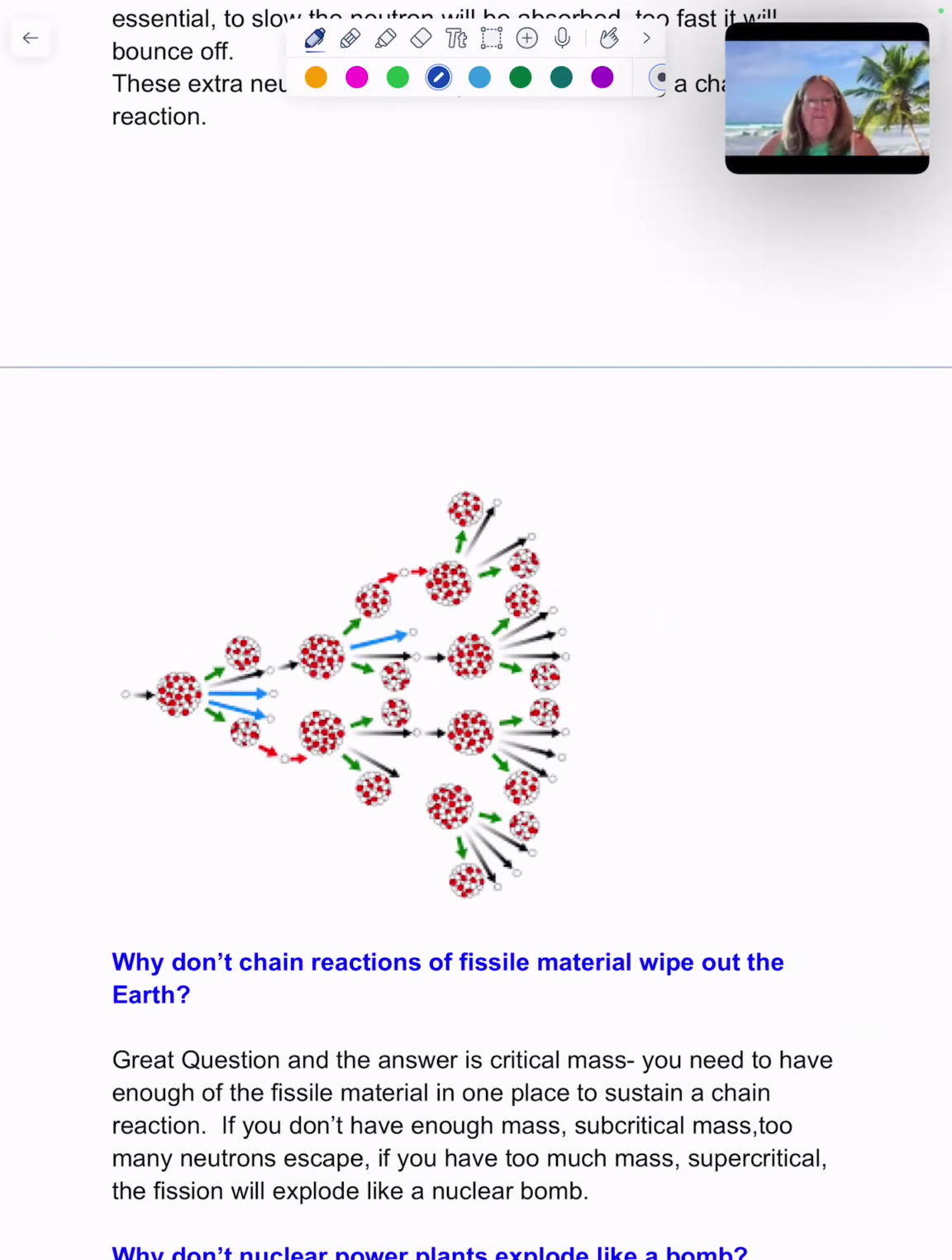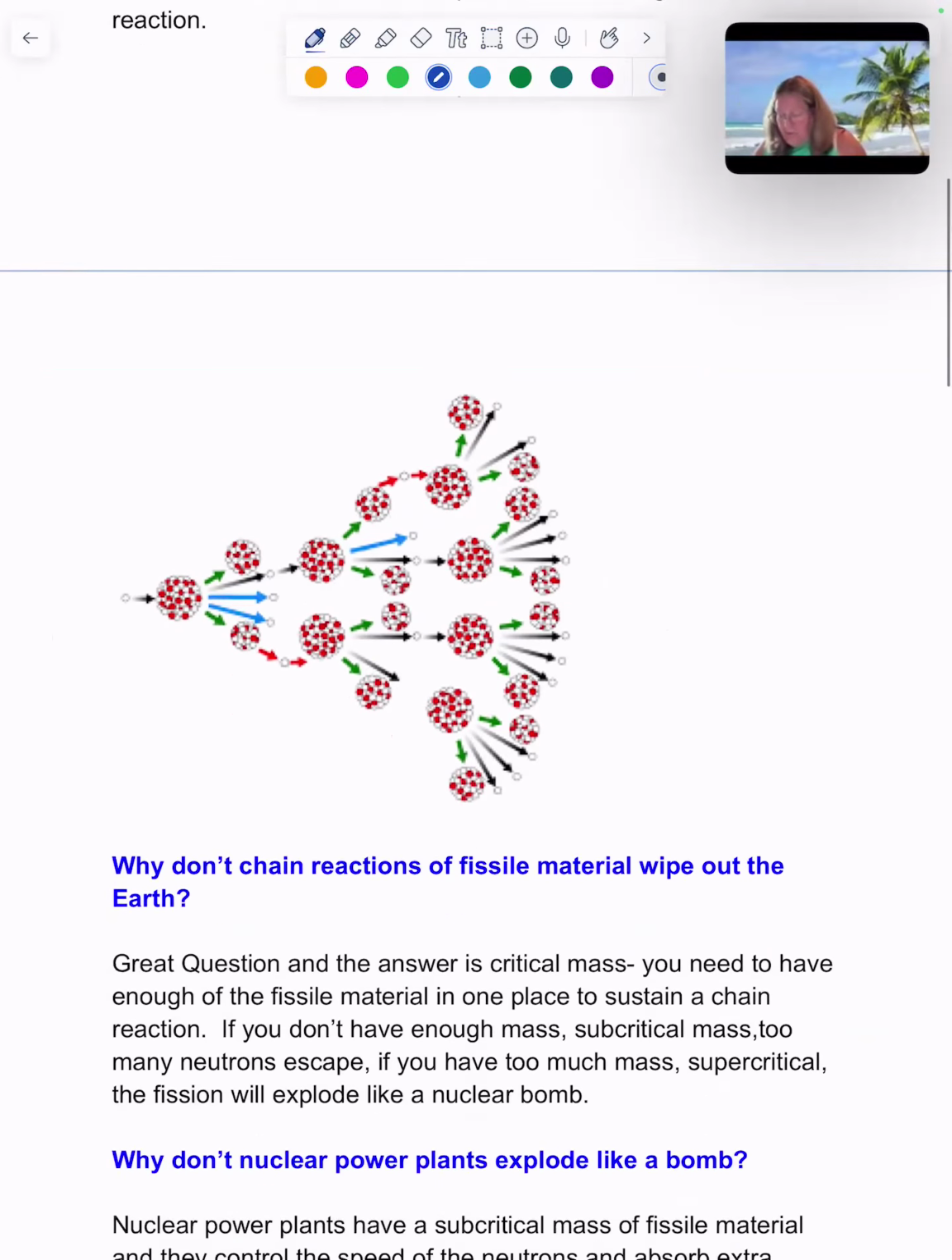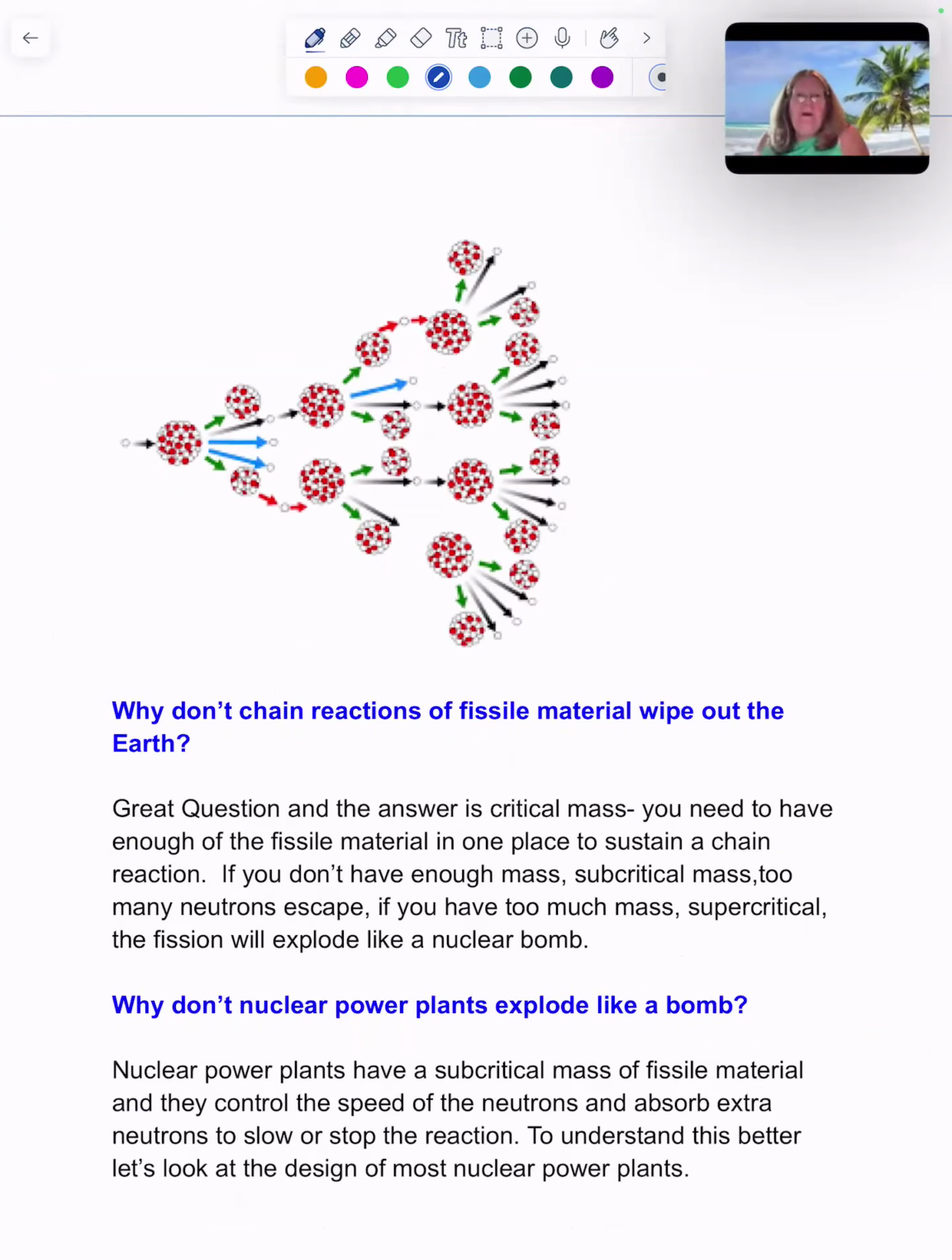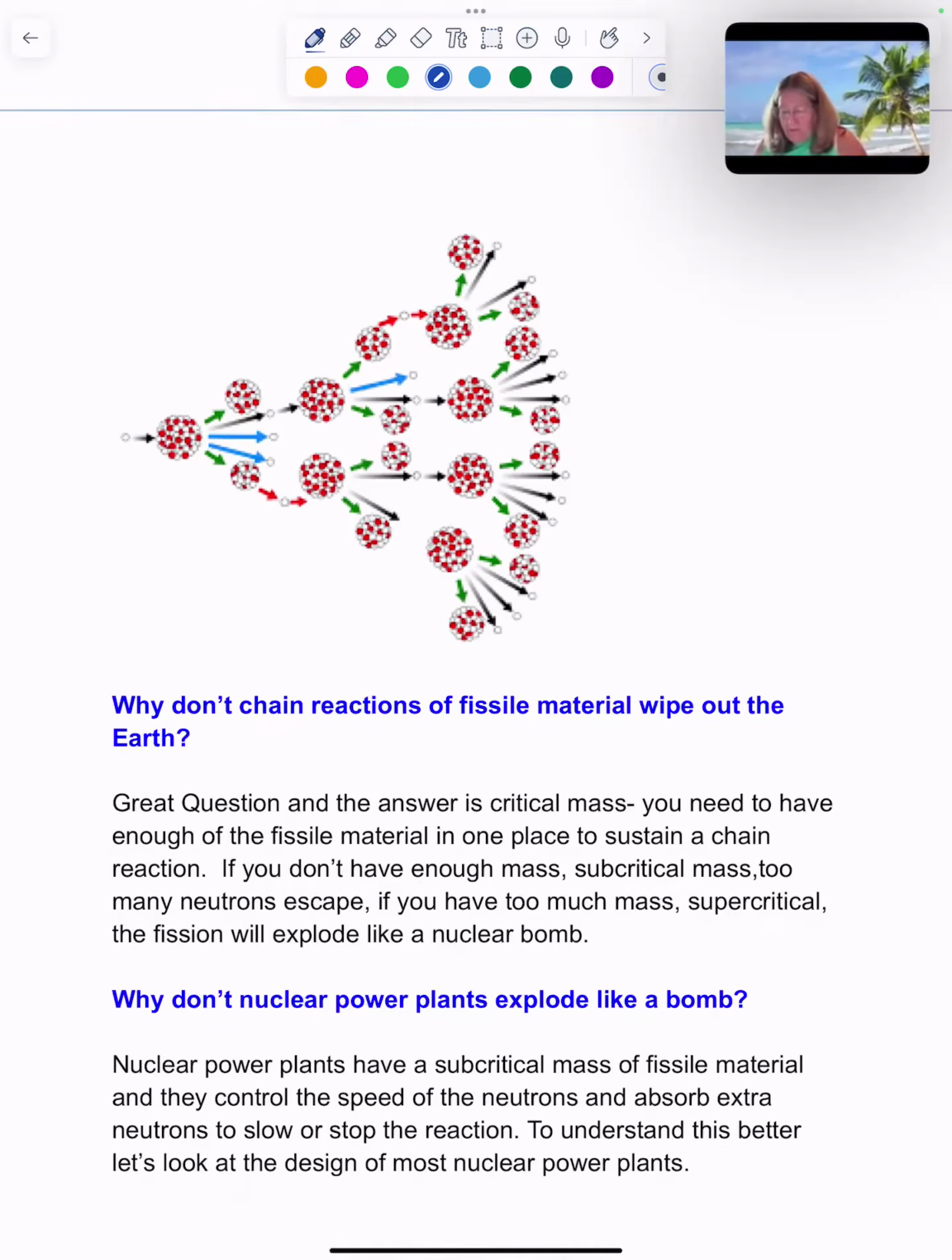If you have enough nuclear material in one place, it's called critical mass. This is why chain reactions of fissile material don't wipe out everything on Earth, because we just don't have enough of the right isotopes in the same place at the same time. Okay, so critical mass is really important.